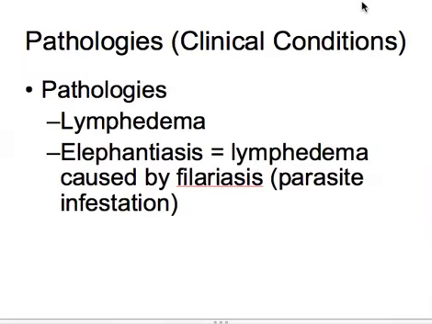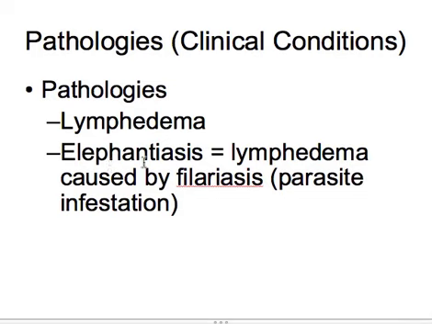Okay, let's see where we go here. We have some pathologies or clinical conditions resulting from problems with the lymphatics. One of them is called lymphedema, and it is an obstruction, blockage, or damage of some sort to the lymphatic system in various parts of the body. Damage or abnormal structure prevents proper drainage of lymph.